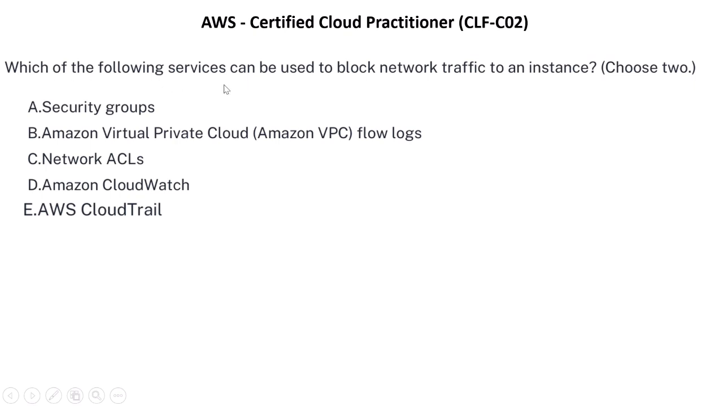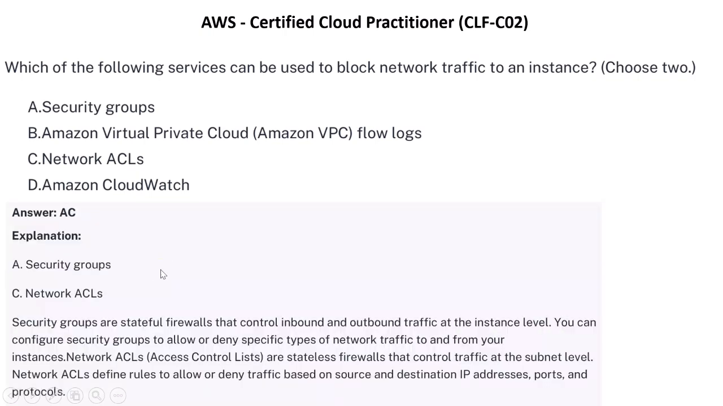Next question. Which of the following services can be used to block network traffic to an instance? Choose two options. Options are option A, security groups, option B, Amazon Virtual Private Cloud, Amazon VPC flow logs, option C, network ACLs, option D, Amazon CloudWatch, option E, AWS CloudTrail. The correct options are option A, security groups, and option C, network ACLs.